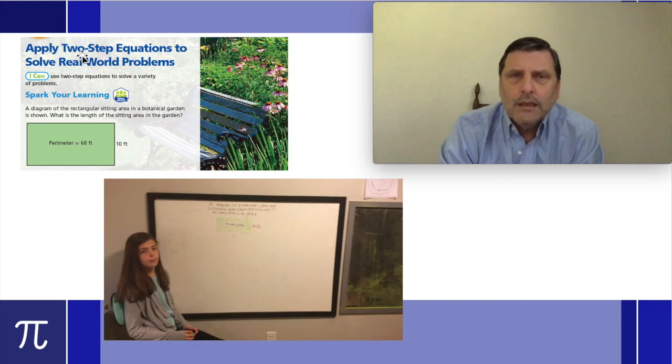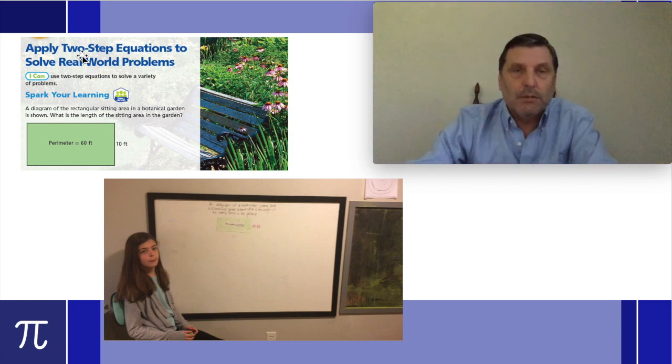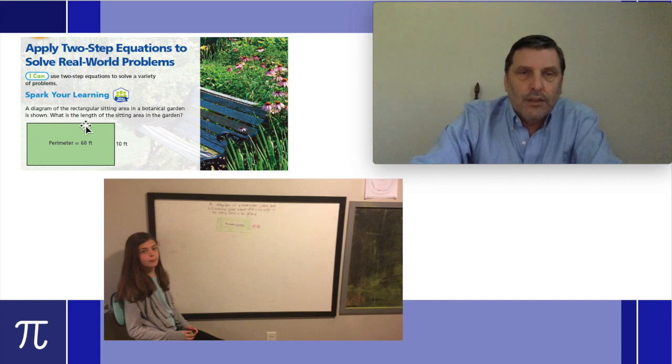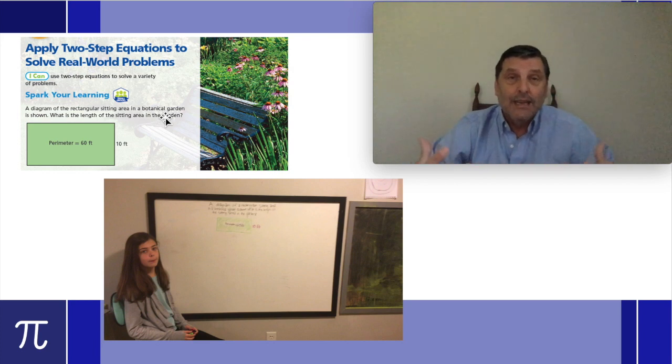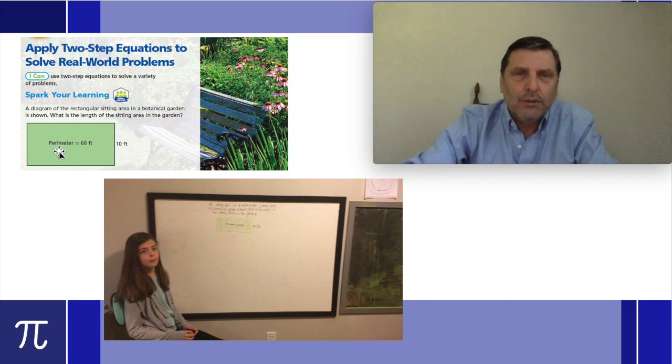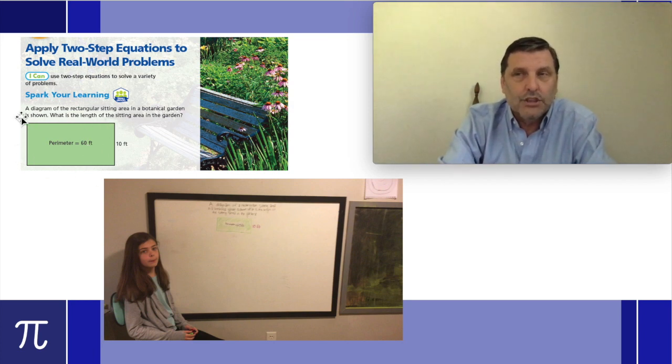The problem, applying 2-step equations to solve real-world problems. This one was dealing with the perimeter. A diagram of a rectangular sitting area in a botanical garden is shown. A botanical garden, just a garden with plants in it. And they've got a sitting area that you can sit in and just view the beautiful plants. And then they tell you the perimeter of it is 60 feet. And as a reminder, perimeter means the distance around a shape. So the perimeter is 60 feet.